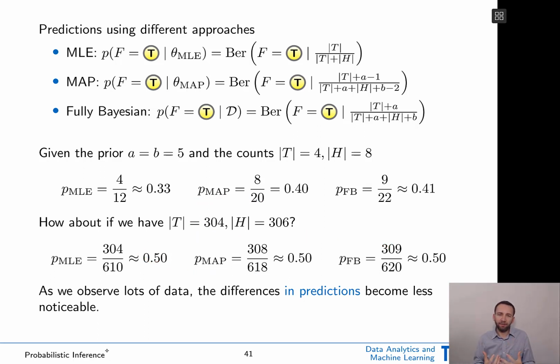The more data you have, the more important becomes this likelihood term. And then in both cases here, it essentially becomes less important what the prior belief is, right? So these terms with the A's become less and less important. So with many data, MLE, MAP, and also the fully Bayesian are more or less the same at the end of the day, okay? So the difference in the prediction becomes less noticeable.